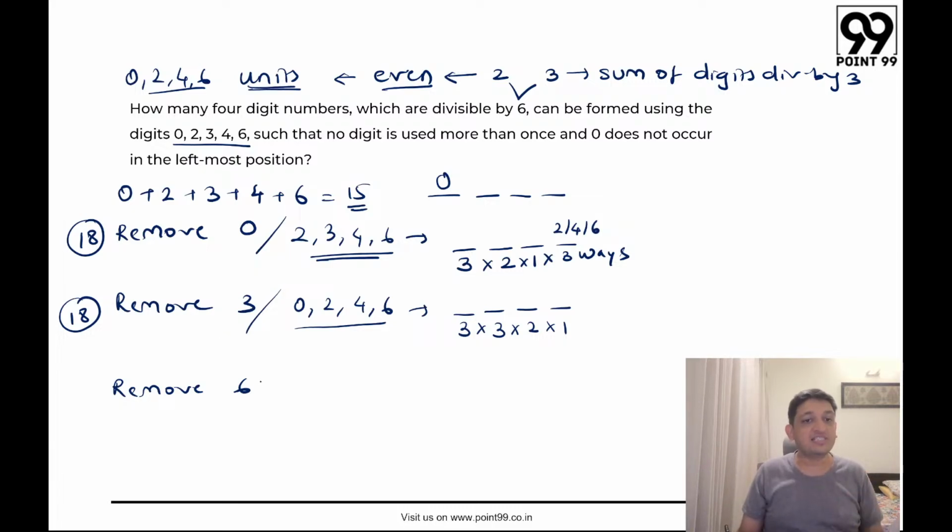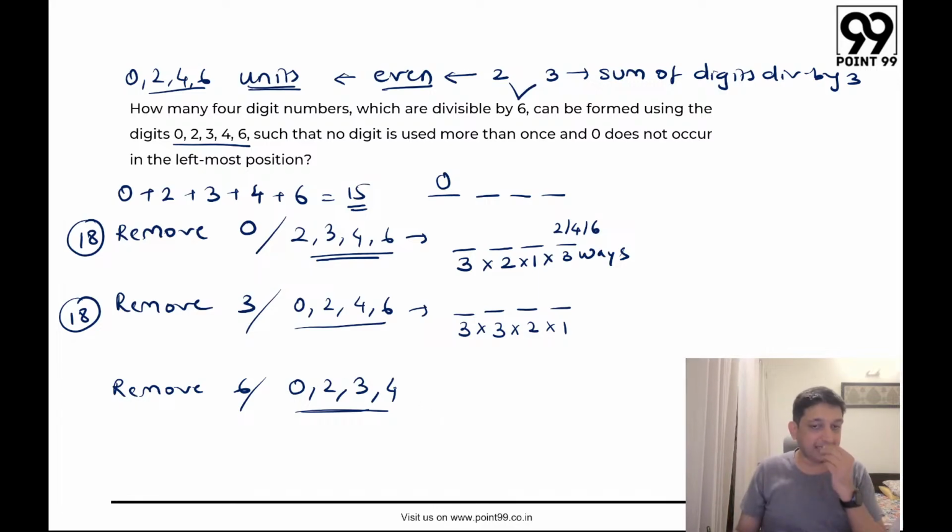Let's say if we remove a 6. Now this becomes slightly complicated. If I remove a 6, then what happens? I am left with 0, 2, 3 and 4. These are the 4 digits that are left. Right? Now I need to ensure 2 things. 1, my units place digit has to be an even number, and 2, my thousands place digit cannot be 0. That is basically the issue.